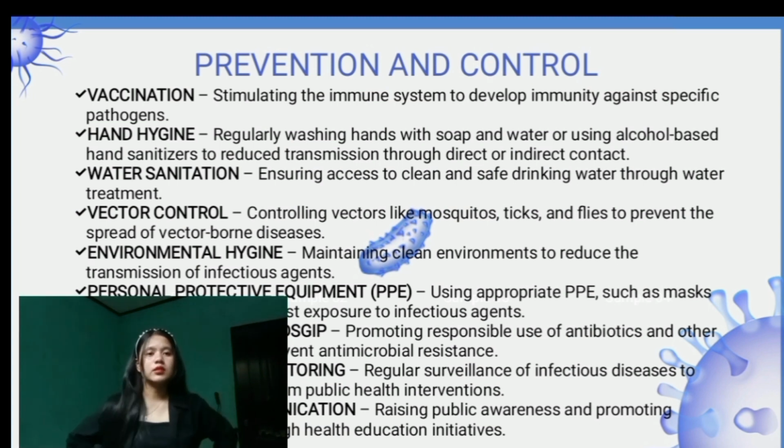The next one is environmental hygiene, maintaining clean environments to reduce transmission of infectious agents. It helps prevent and control infections to improve and protect human health. It reduces the number of germs, decreasing the risk of infection from surfaces. And also, we need to wear the PPE or personal protective equipment. It is designed to protect against injuries and the spread of infectious illnesses.